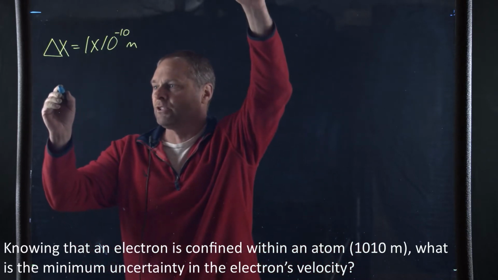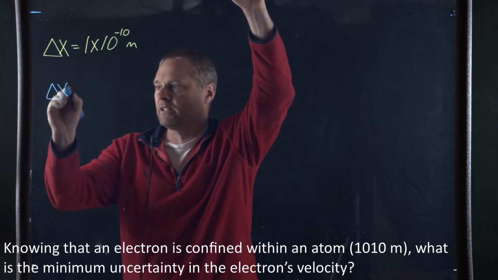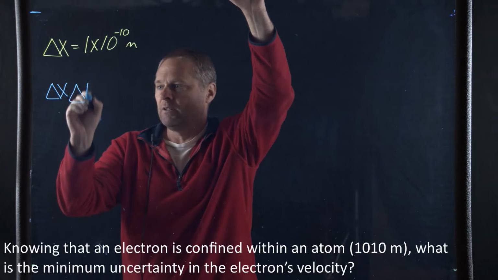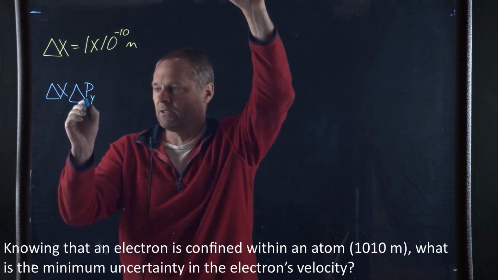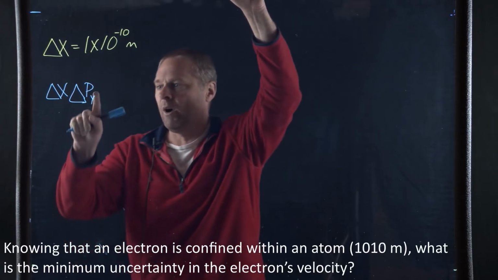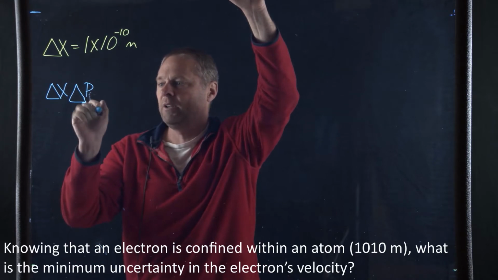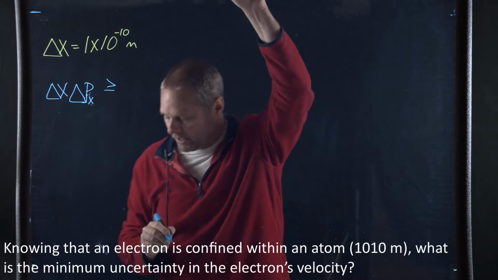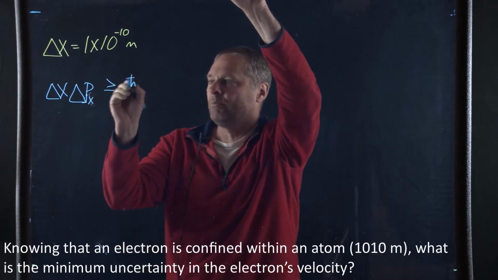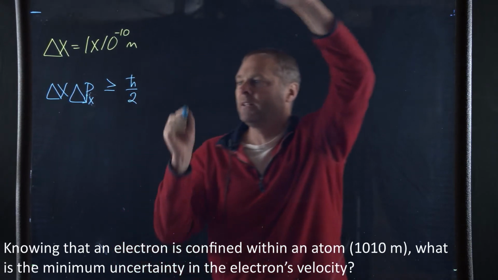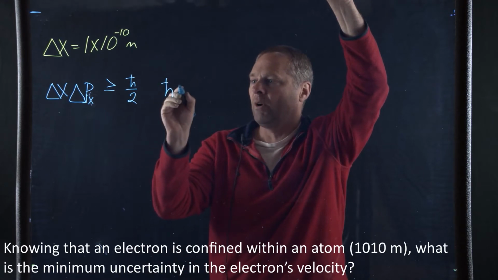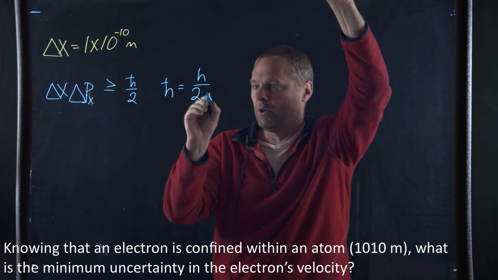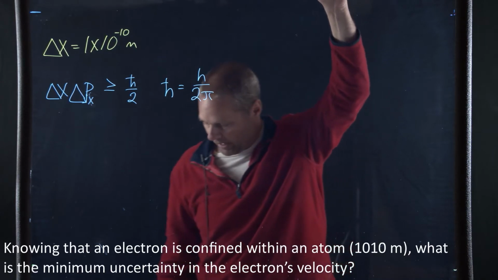Now, Heisenberg's uncertainty principle is that delta x, an error in position, times delta p sub x, this would be the momentum, is greater than or equal to h bar upon 2. Now h bar is equal to h all over 2 pi.